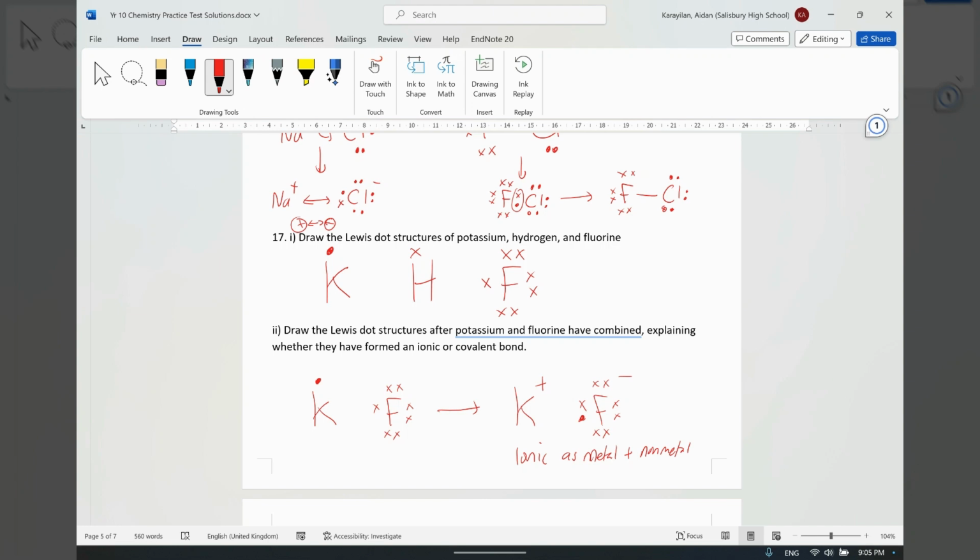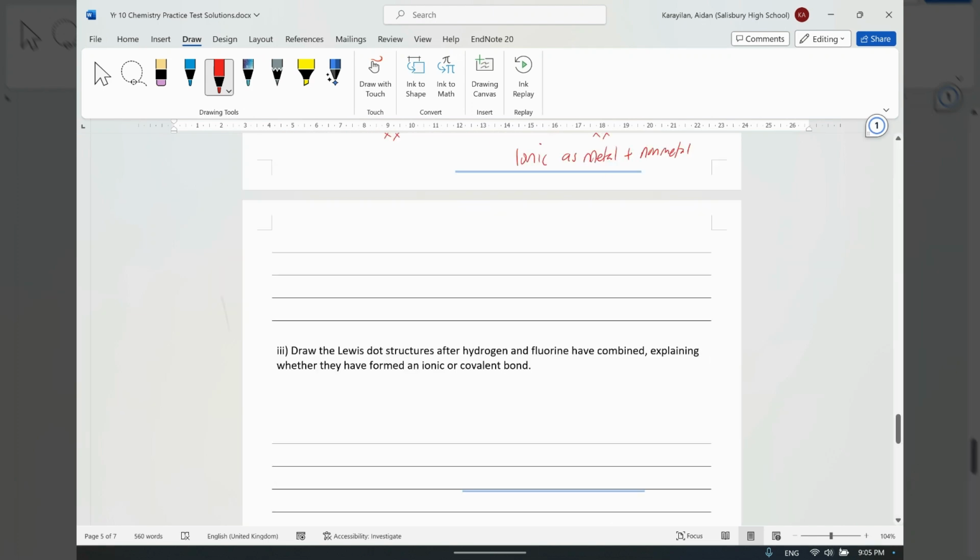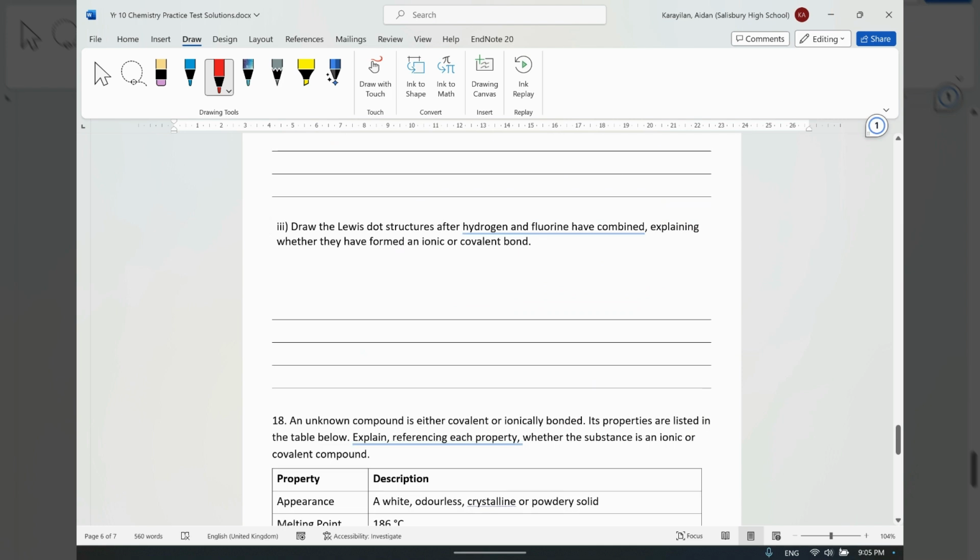Essentially, the fluorine really wants that electron, and the potassium doesn't really want it that much. So the fluorine is going to essentially pull it away too strongly and become a negative ion. The potassium is going to become positive, and we end up with an ionic bond. So you want to try and explain that as best you can. Similar for hydrogen and fluorine, we have hydrogen. I'm going to draw it like that. We have our fluorine.